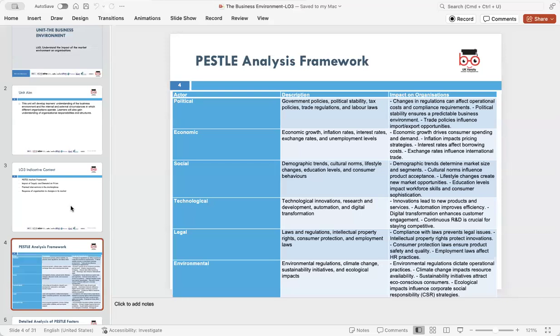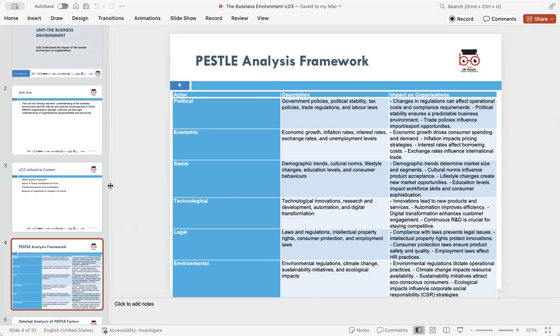So, economic factors. If you look at descriptions, economic factors include economic growth, inflation rates, interest rates, exchange rates, and unemployment levels. Impact on organizations.